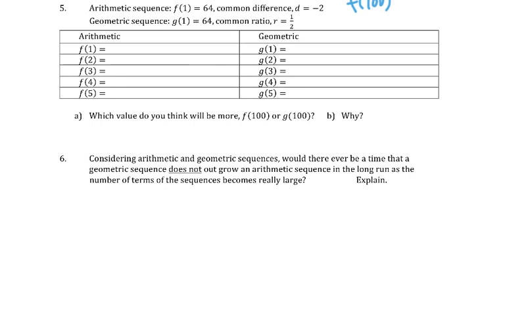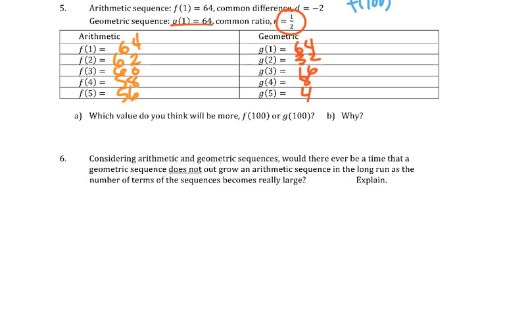Alright, what about number 5? We start at 64 and we're subtracting 2 each time. So it would be 62, 60, 58, 56. Whereas the geometric one also starts at 64, but it's going down by half. 32, 16, 8, 4.